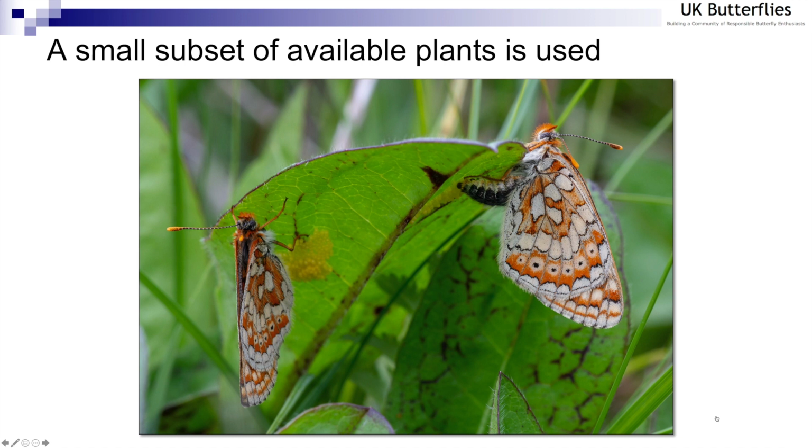So, there are various theories as to why that may be. Some of it to do with microclimate, some of it to do with the suitability of the plants, and so on and so on. But again, this is something that I've seen repeated over and over again, whether it's small tortoiseshells, peacocks, Glanville fritillary, they always seem to select a small subset of available plants. And again, absolutely fascinating, worthy of more study for sure.